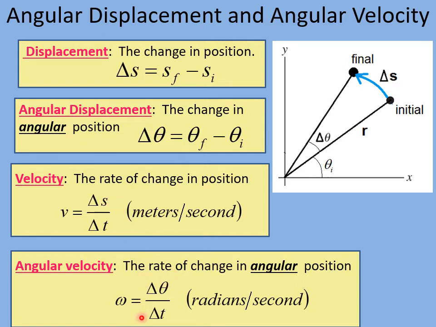So angular velocity has the units of radians per second. Omega tells us how many radians per second this object is moving. How many radians per second does it undergo as it's going around in this circle?